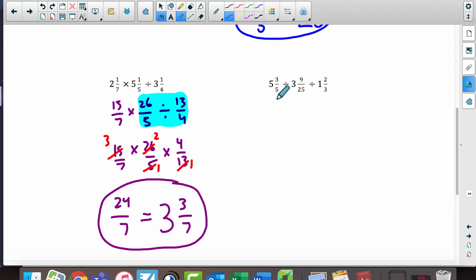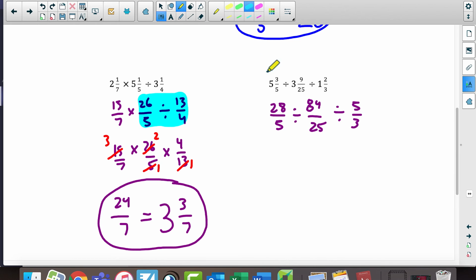Okay, similar for this one. Let's switch them all to improper. 5 times 5 is 25, plus 3 is 28 over 5. Keep it division for now. 3 times 25 is 75, plus 9 is, ooh, that's tough, 84 over 25. Ooh, these look like some big numbers here. And the last one, 1 times 3 is 3, plus 2 is 5. Oh, I like that one better, 5 over 3.